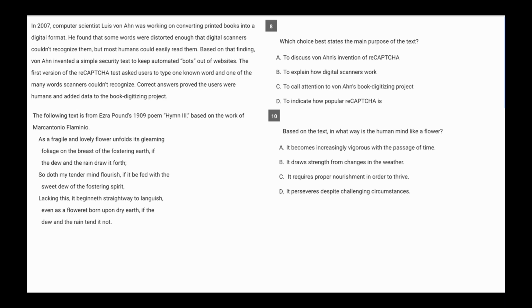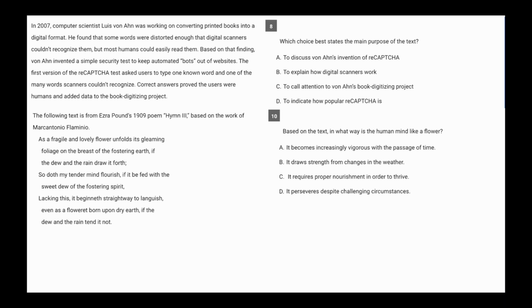Proper nourishment to thrive. It's basically paraphrasing. Flourish, thrive. Proper nourishment. If it be fed with something. Feeding is like nourishment, in other words. They're basically saying what's being said in the passage. The D looks really good.